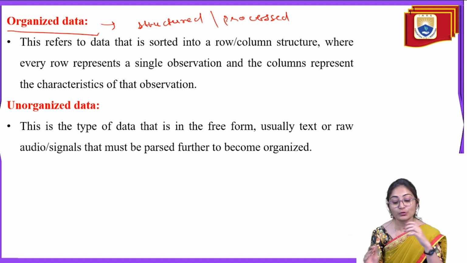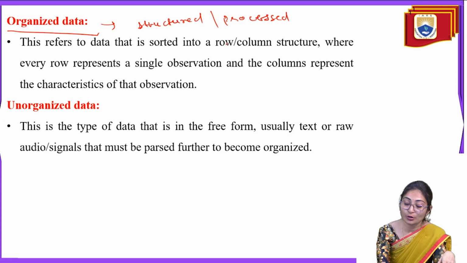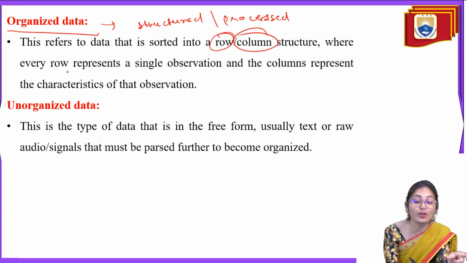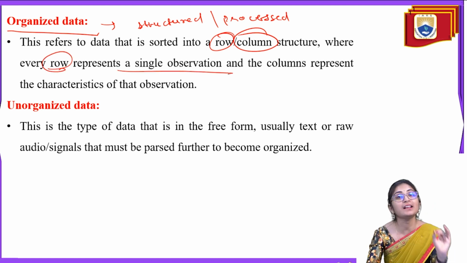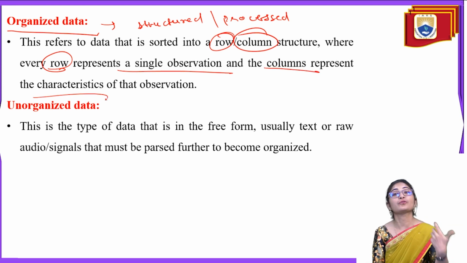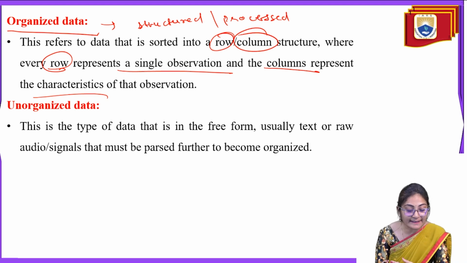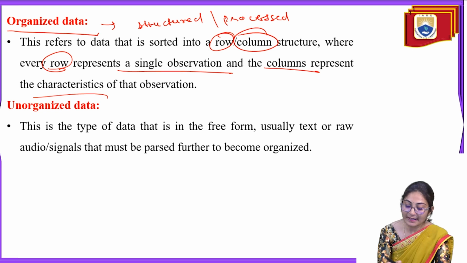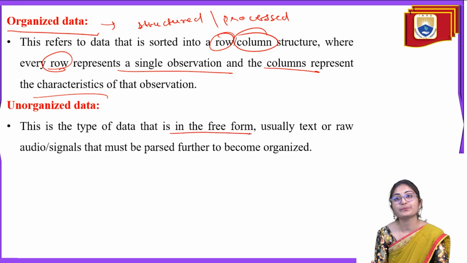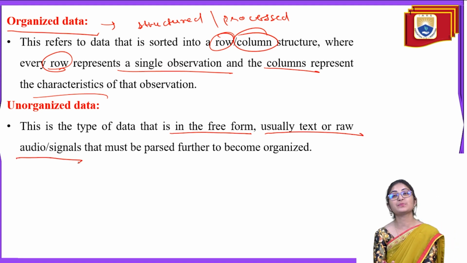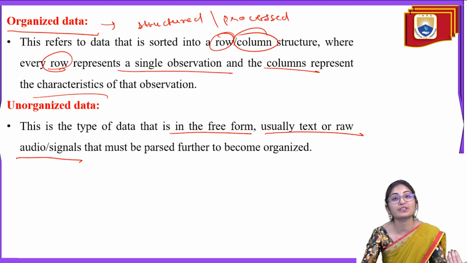So in this, you have to keep your data in row and column format. In organized data, the row is representing just your single observation, and the column is representing the characteristic of the observation. Now next one is unorganized data. This is the type of data that is in free form, usually text or raw audio signals that must be parsed further to become organized.